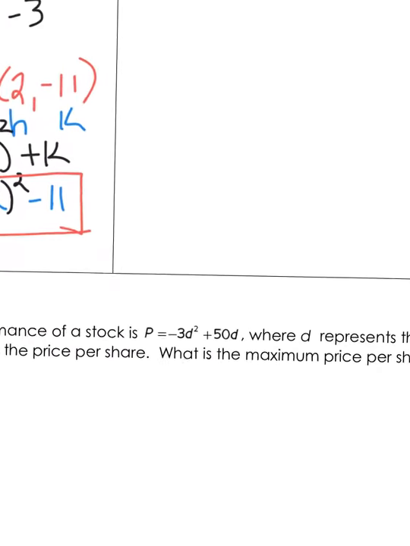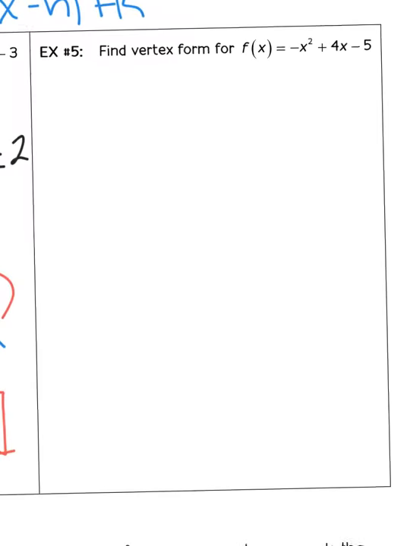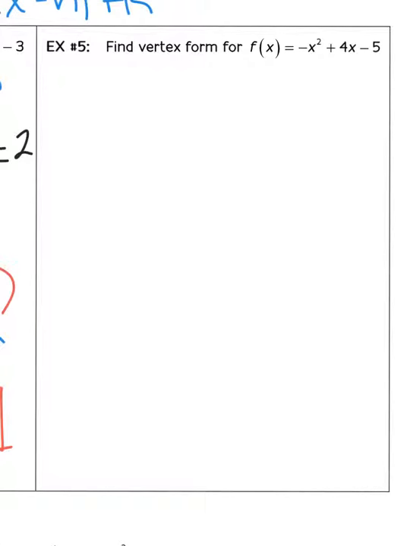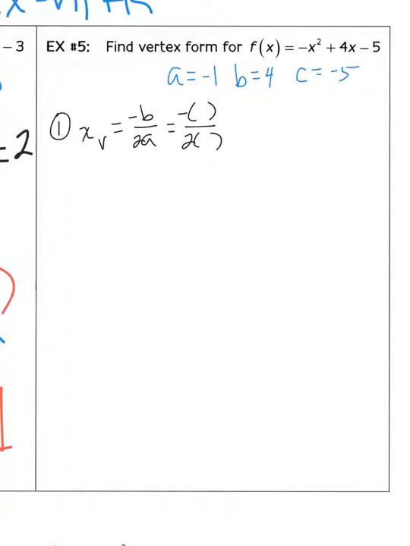Okay, so I'm going to make this bigger, straighten it out. Here we go. So I know that A is equal to -1, B is equal to 4, and C is equal to -5. So my vertex x value, the opposite of B over 2A, so my B is 4 and my A is -1. So I get -4 over -2, which is +2.